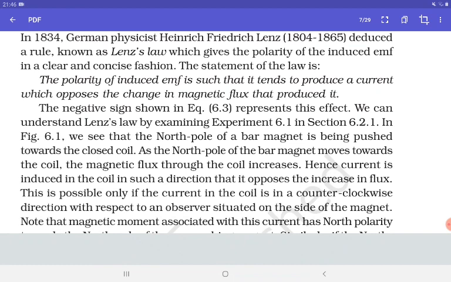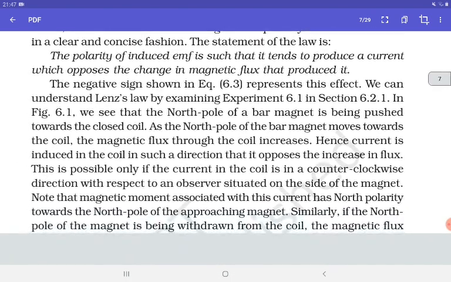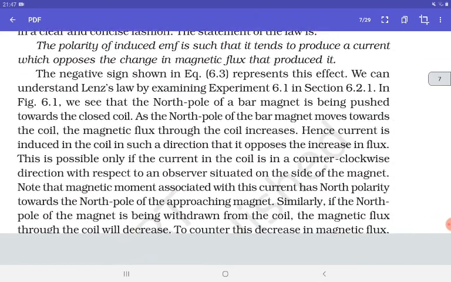So the polarity of induced EMF is such that it tends to produce a current which opposes the change in magnetic flux. So जो magnetic flux का change है वो उसको क्या करेगा, oppose करेगा किसको, जो current produced हो रहा है उसको. The negative sign shown in figure 6.3 represents this effect. We can understand Lenz's law by examining experiment 6.1 in section 6.2.1.